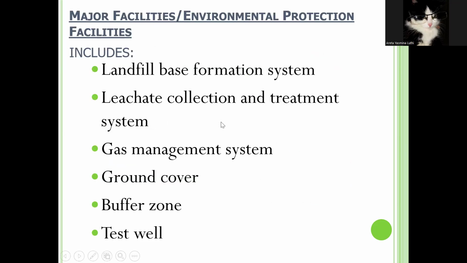So the major facilities, or environmental protection facilities, include the landfill-based formation systems, leachate collection and treatment systems, and then the gas management systems, ground cover, buffer zone, and also the test well.